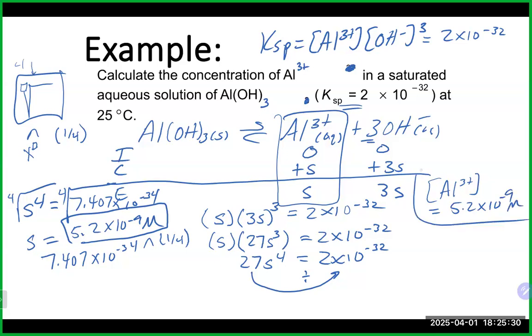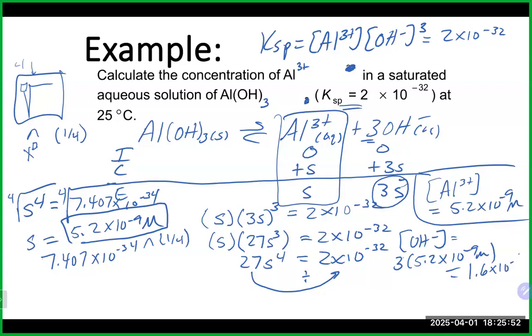By the way, if I want the concentration of my hydroxide, what do I need to do? Yeah, because it is 3S here at equilibrium, so it would equal 3 times 5.2 times 10 to the minus 9 molar. And for fun, what would that be? I don't know. It'd be something. 1.6 times 10 to the minus 8 molar in that particular case.